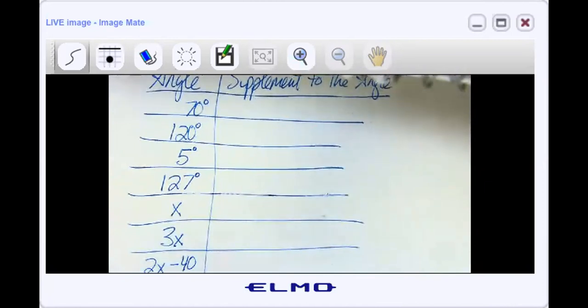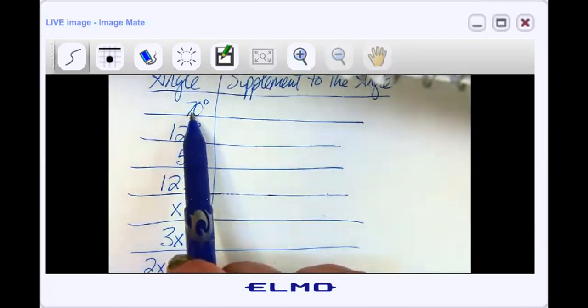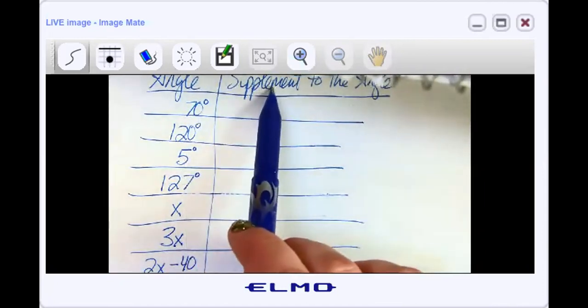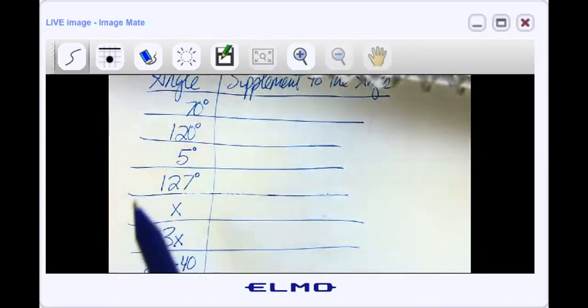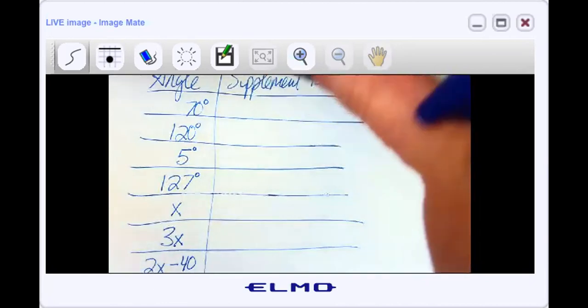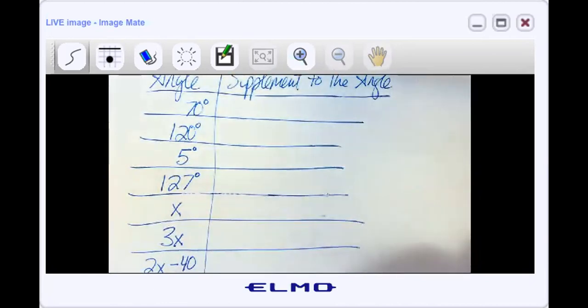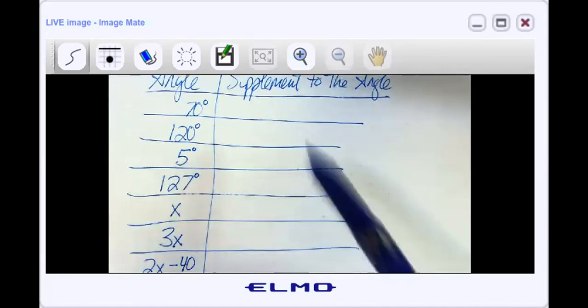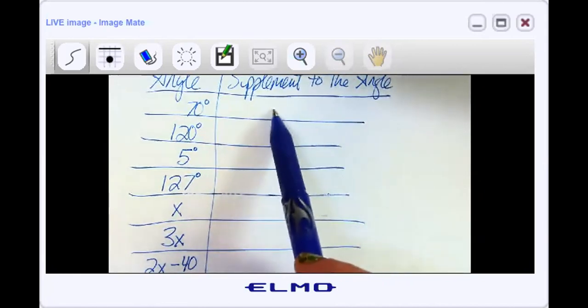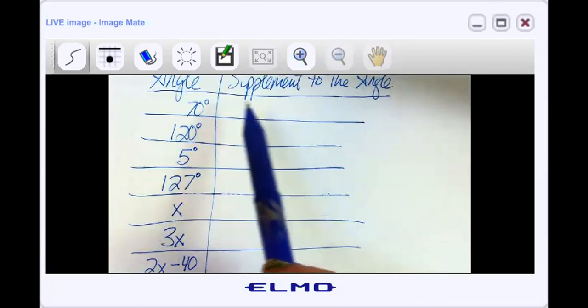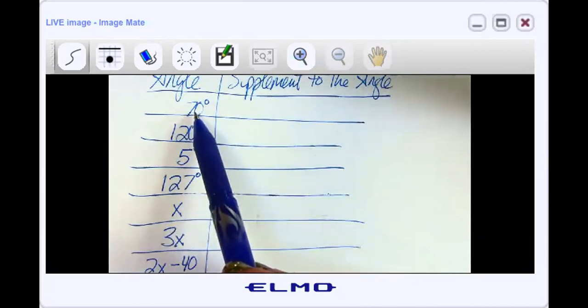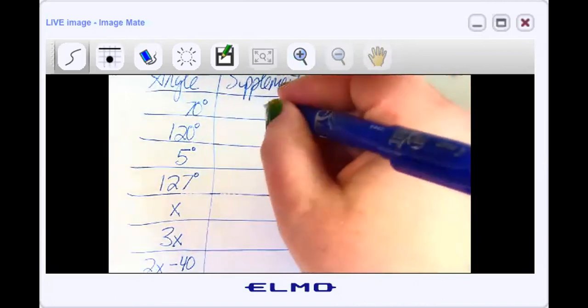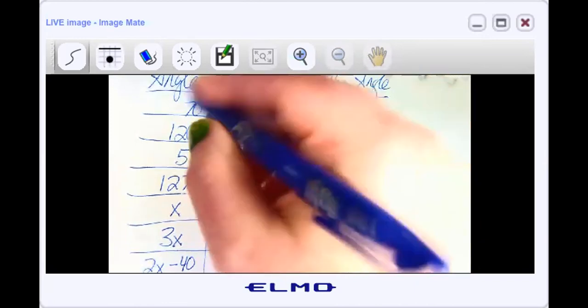I'll do the first one with you just so you make sure that you know what I'm talking about. If this angle is 70, I'm trying to get the supplement. So now I want them to add up to be 180 because I'm looking for supplements here, not complements. That was on the last page. So supplements add up to be 180. So what I really need to do to get this number is to do 180 minus that number. So for this first one, that's how I'm going to land on 110.